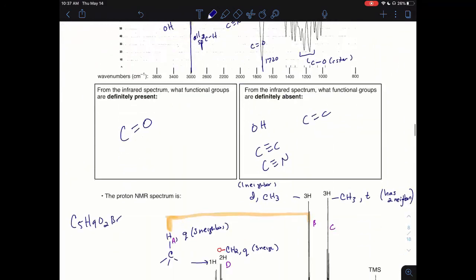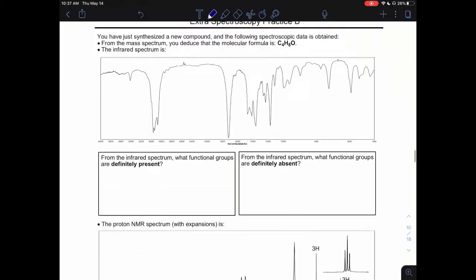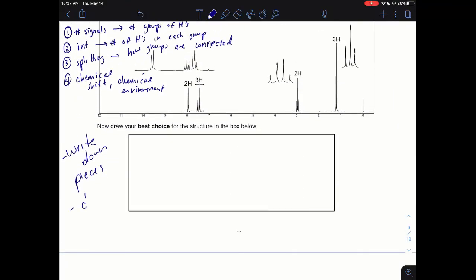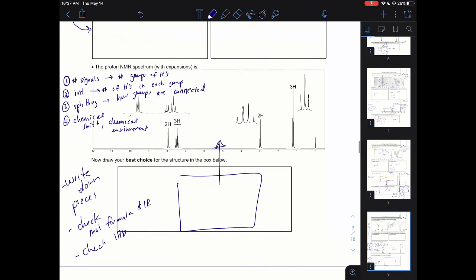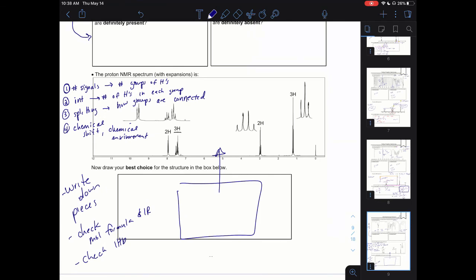So write down the pieces, check your molecular formula, make sure you didn't forget any pieces, check the IHD, check your IR, everything. And then you want to connect them. And then once you get a structure, just double check with your NMR. Double check your molecular formula is correct, and you'll be good. You just be very, very systematic, and you'll get the right answer. If you have any questions, please ask me.